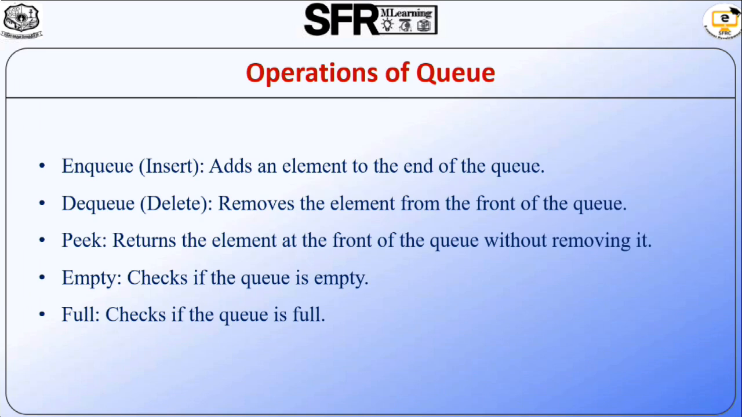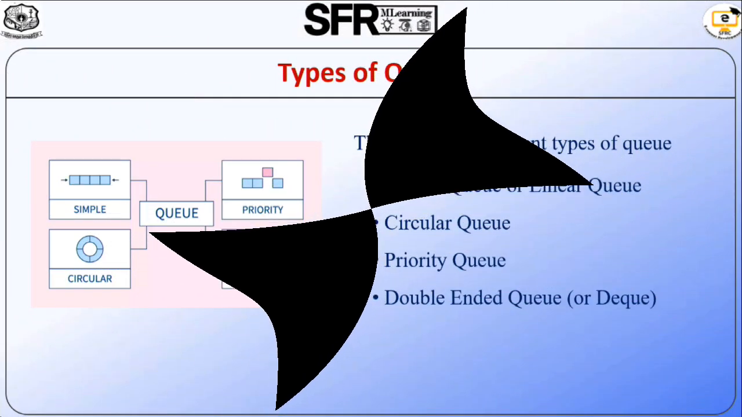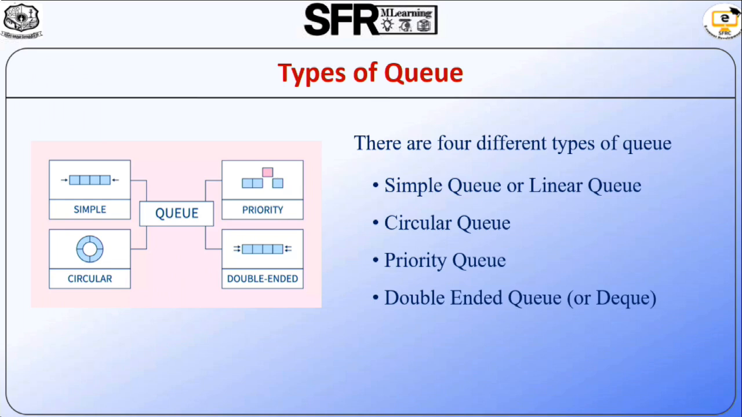Let's move towards the types of queue. There are four different types of queues: simple queue or linear queue, circular queue, priority queue, and double-ended queue or deque. Let's see them one by one in detail.